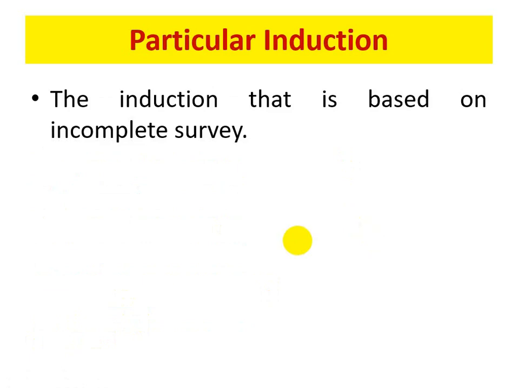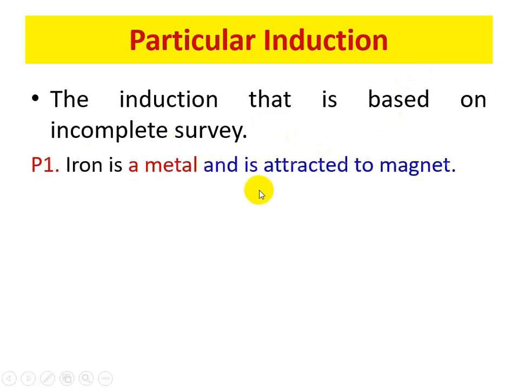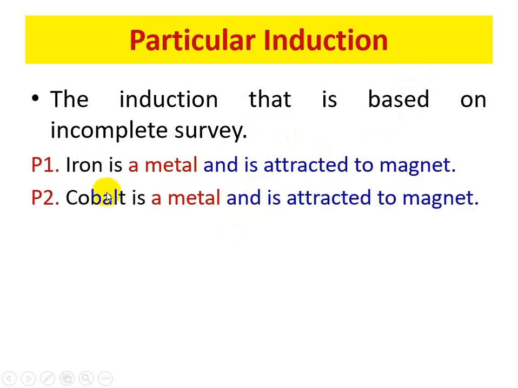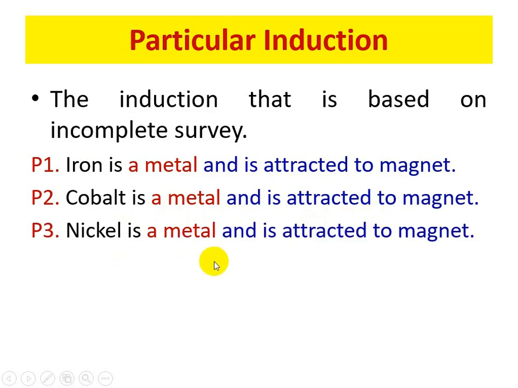Now what about the particular induction? The particular induction is based on incomplete survey. Why? Because the universal or comprehensive induction is based upon complete survey. So the particular one is based on incomplete survey. Let's have this example again. Iron is a metal and is attracted to magnet. Cobalt is a metal and is attracted to magnet. Nickel is a metal and is attracted to magnet.